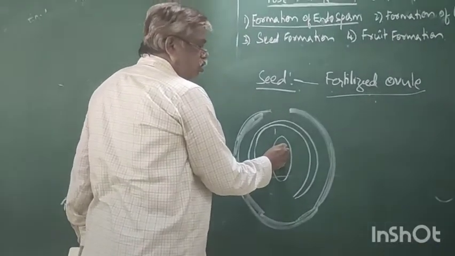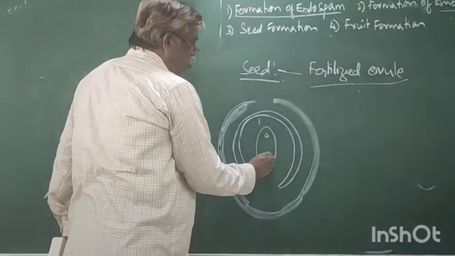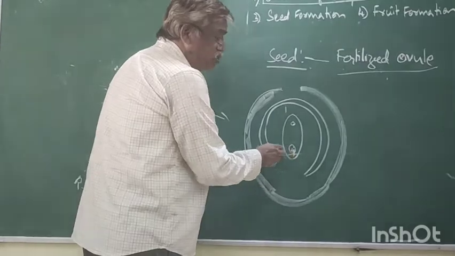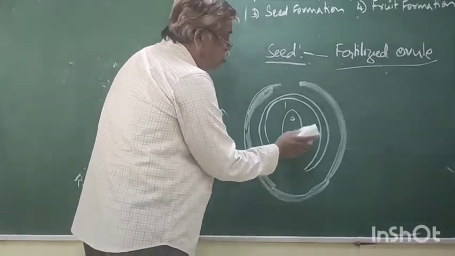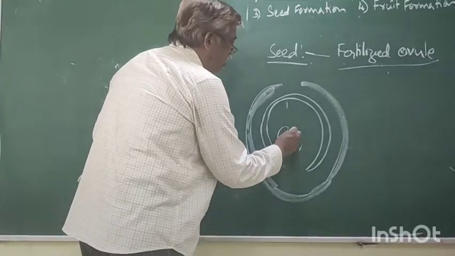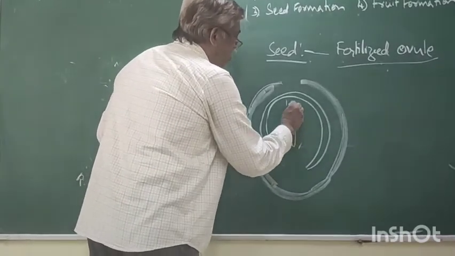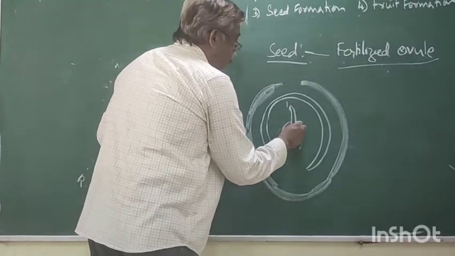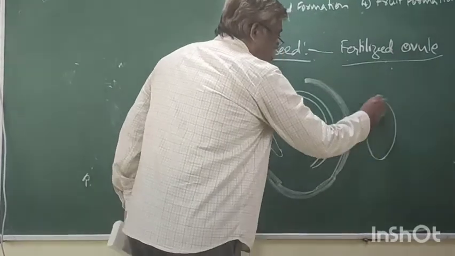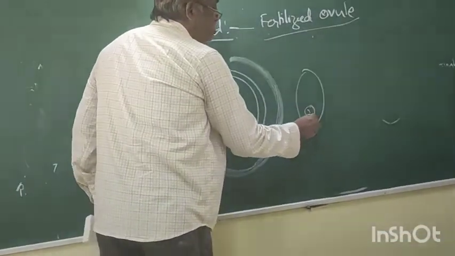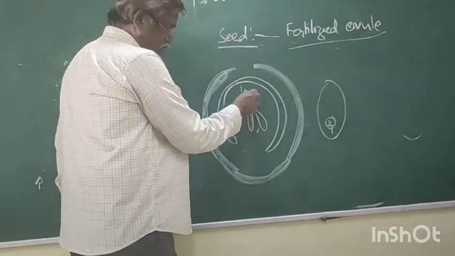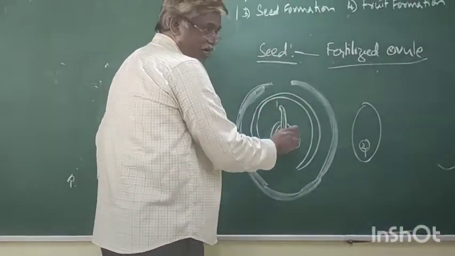Now, then, the zygote. This zygote becomes like this. See, now cotyledons, embryonic axis, cotyledons. Now it is a fertilized embryo. This zygote becomes like this: embryonic axis, cotyledon, epicotyl, hypocotyl, plumule, radicle.